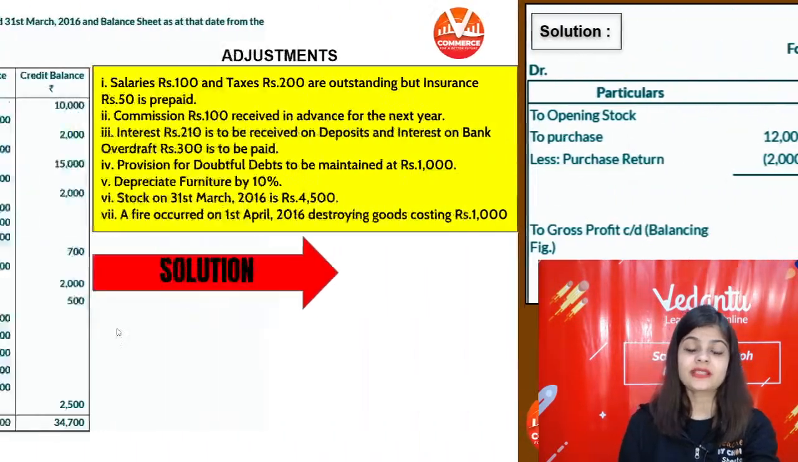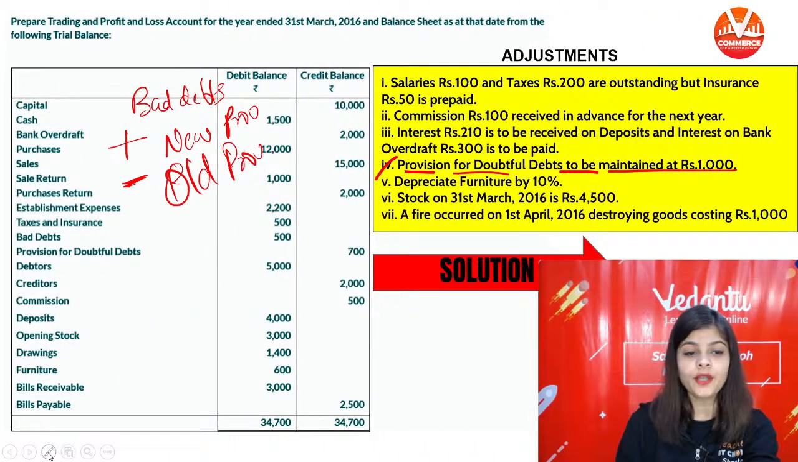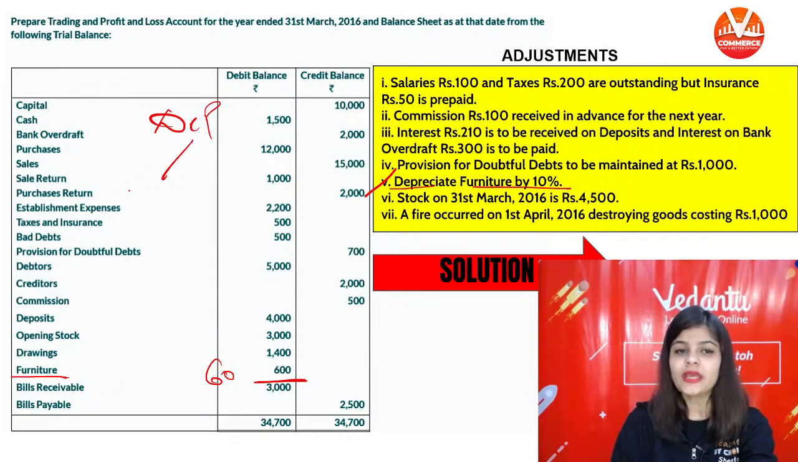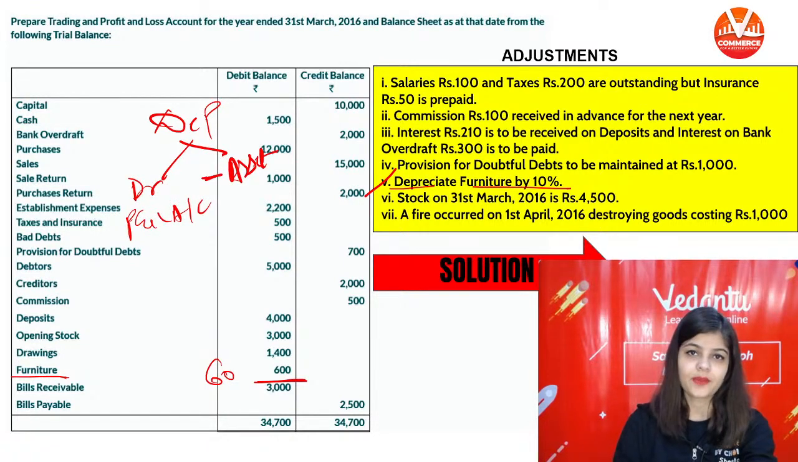This adjustment is complete. Coming on to the next adjustment. Depreciate furniture by 10%. 10% of 600 will be 60. Depreciation, debit in P&L account and subtract from asset.